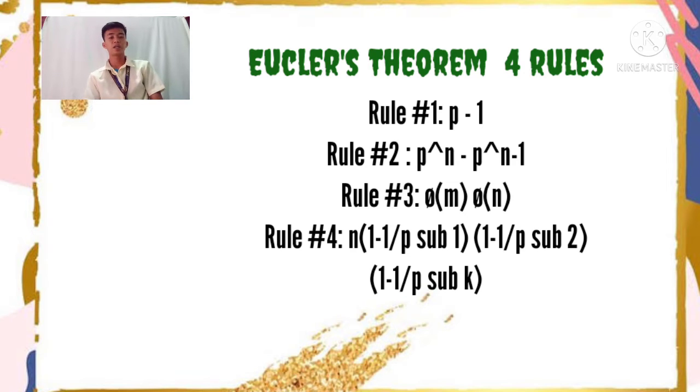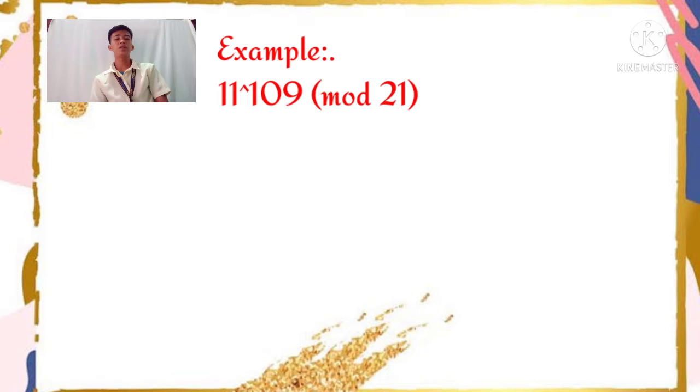So, n times the quantity of 1 minus 1 over p sub 1, times the quantity of 1 minus 1 divided by p sub 2, times the quantity of 1 minus 1 divided by p sub k. So, for better understanding of this lesson, let's give some examples. Let's say 11 raised to 101 mod 21.